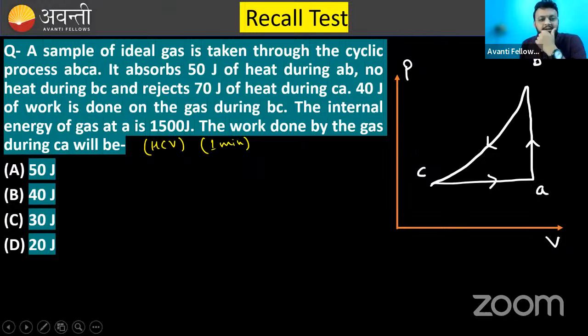So first of all, we will read the question. A sample of ideal gas is taken through the cyclic process ABCA. Okay, ABCA, this is a cyclic process. Done. It absorbs 50 joule of heat.